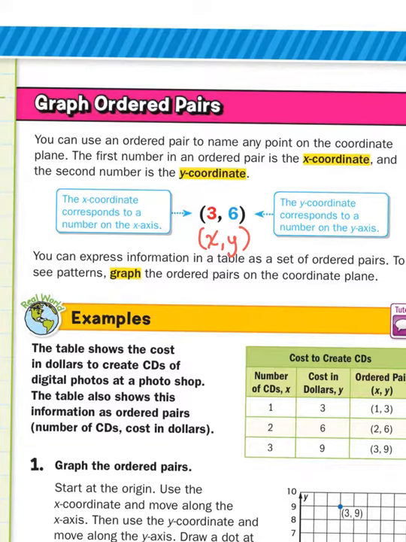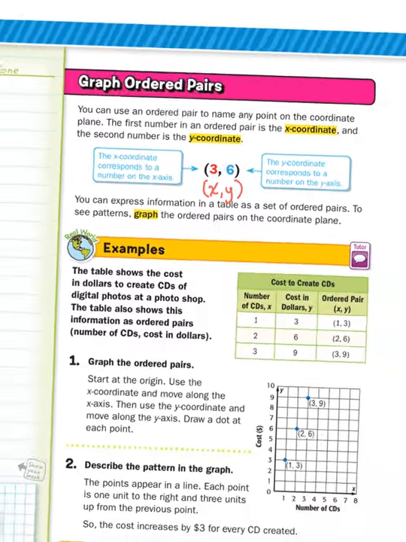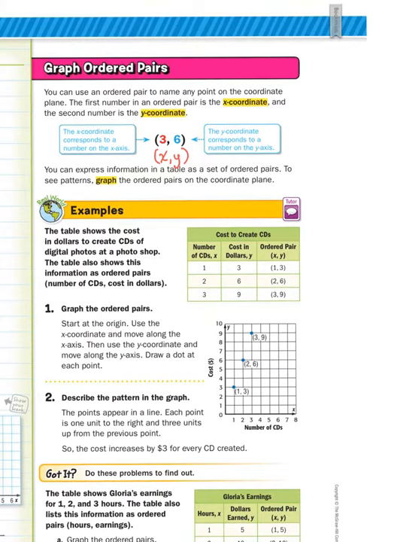All right, continuing here. You can express information in a table as a set of ordered pairs. To see patterns, graph the ordered pairs on the coordinate plane. So let's show you how this works. Okay, first, in example 1. It says, the table shows the cost in dollars to create CDs of digital photos at a photo shop. The table also shows this information as ordered pairs.